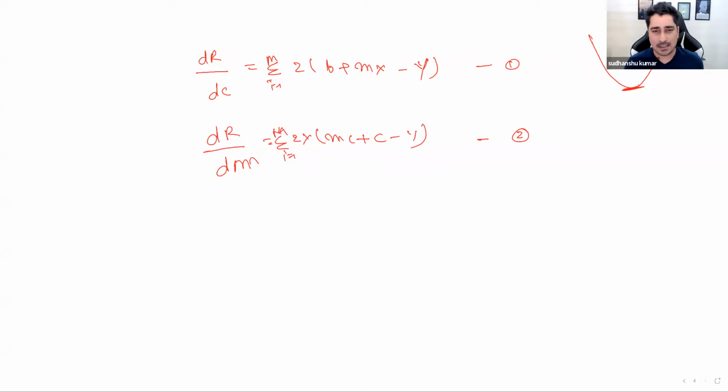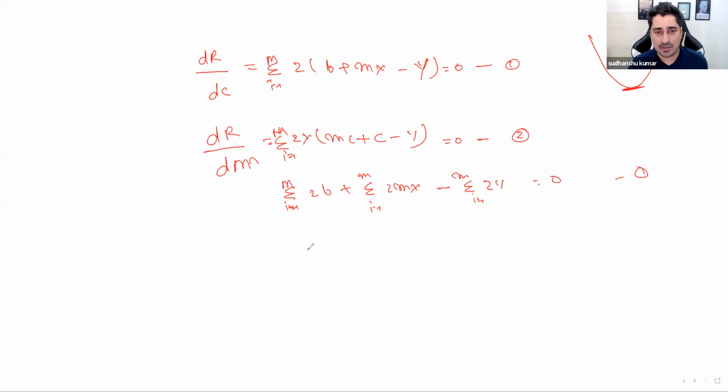Now, let's try to equate this entire equation to 0. So this equation is equal to 0. If I break it down, this equation will become summation of i equals 1 till m, 2b, plus summation of i equals 1 till m, 2mx, minus summation of i equals 1 till m, 2y, is equal to 0. Equation number 1 I have converted.